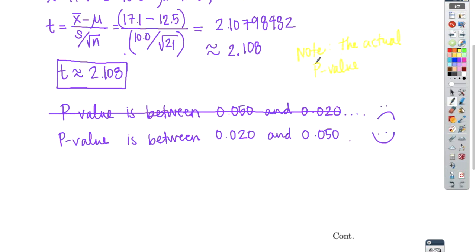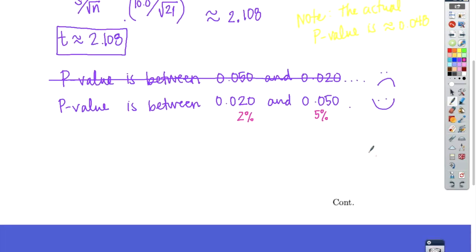So we won't do this, but the actual p-value, just for your information, is about 0.048. So just FYI, that's the actual p-value, but we don't really have a way to get that. We have to just come up with an estimate. So somewhere between 0.020 and 0.050. In other words, if you want to think of it as percentages, 2% and 5%.